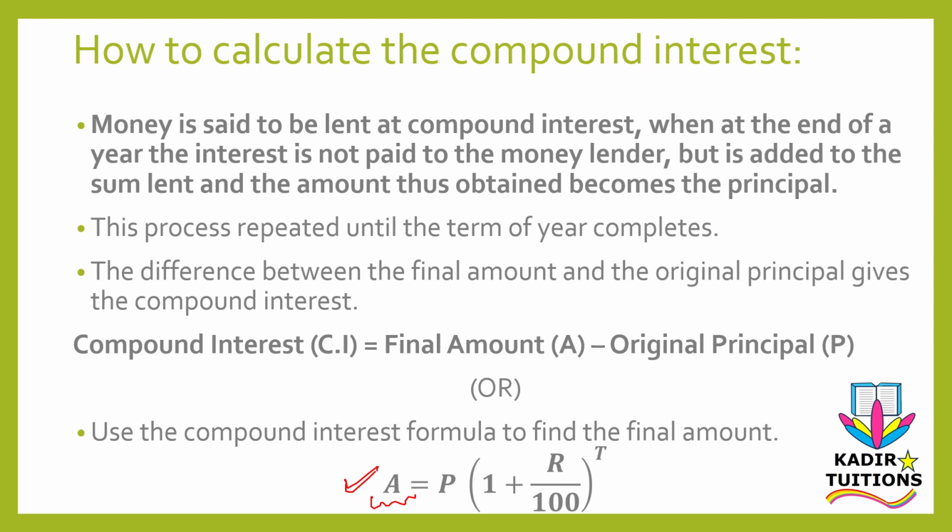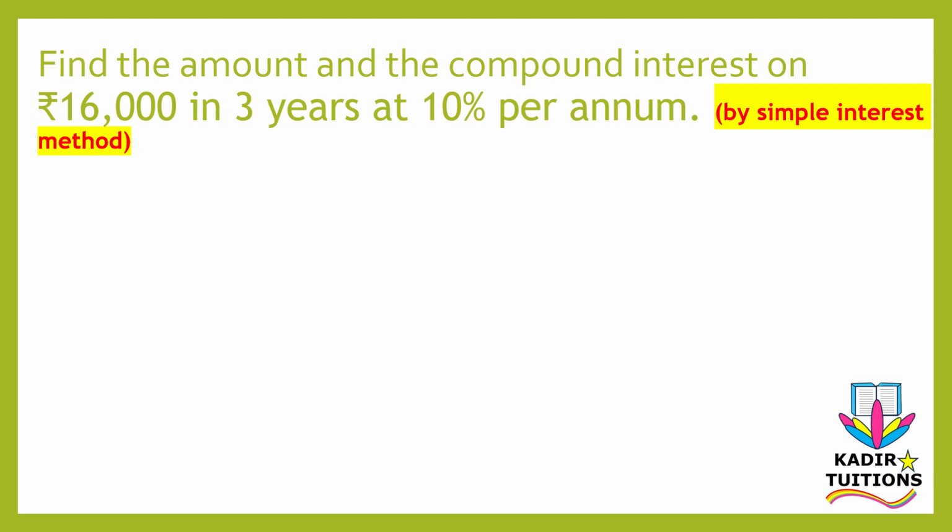So there are two ways. First, we will see the simple interest method. Here the question is, find the amount and the compound interest on 16,000 in 3 years at 10% per annum. So now here the P value is 16,000 and the rate of interest is 10%. We are going to calculate for each year. Totally 3 years are there.